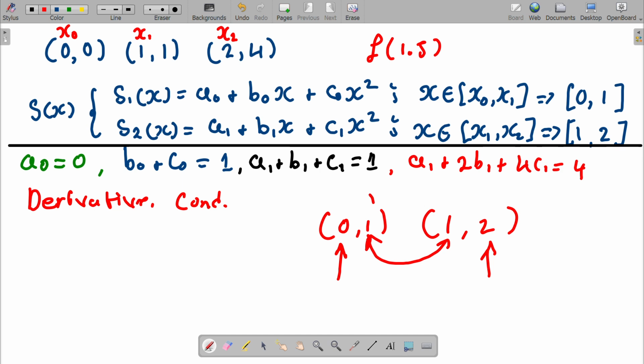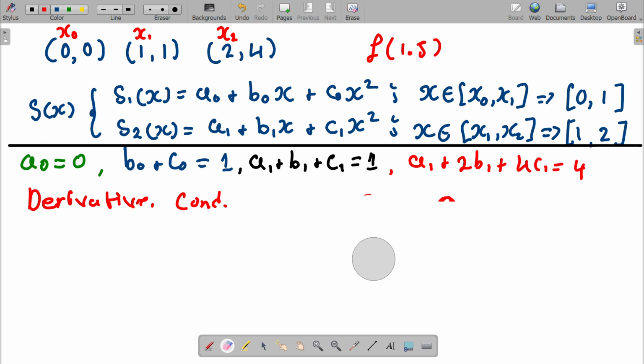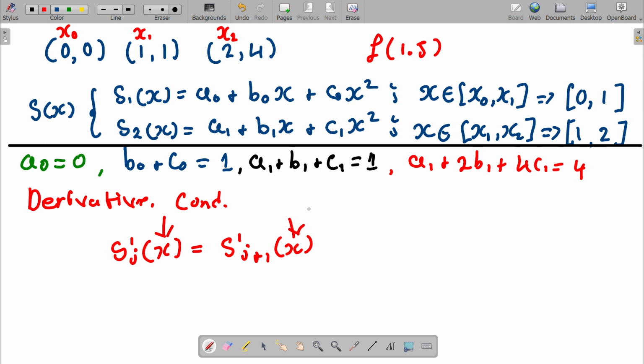So the interior points in this case are this one and this one here. Okay, so that's that about the derivative condition. What this tells us is that your s prime of j of x should be equal to your s prime of j plus 1 at x. So this x here that I'm talking about is the interior condition that I talked about.